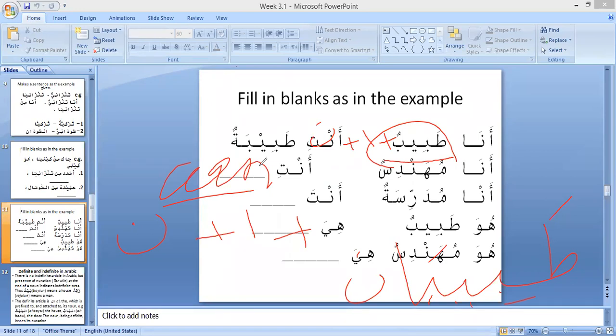Najjaran, Khabbazan, Tabiban, Muhandisan, Mudarrisan, Ra'isan, Waziran, Mudiran. How about Talib? How do you say Talib? Talib is a student, a male student. How do you say two male students? Taliban. Yes, Taliban. So when you say Taliban, you are not referring to those people in Afghanistan.